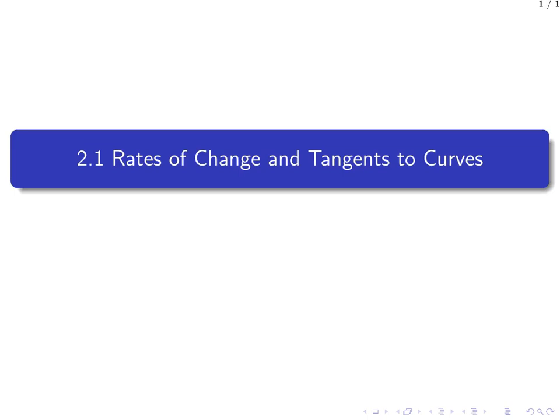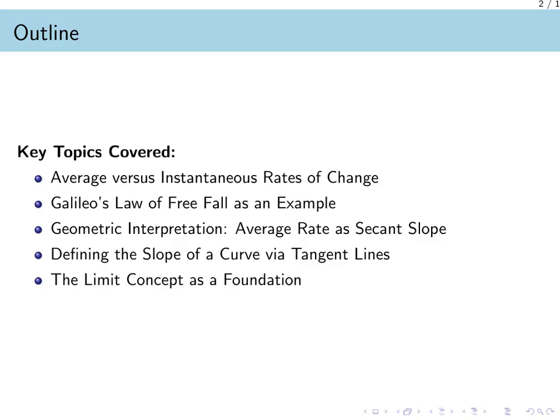3.1 Rates of Change and Tangents to Curves. The outline of this video is as follows. We will discuss the crucial difference between an average rate of change, which is like your average speed on a road trip, and an instantaneous rate of change, which is your speed at a single moment.